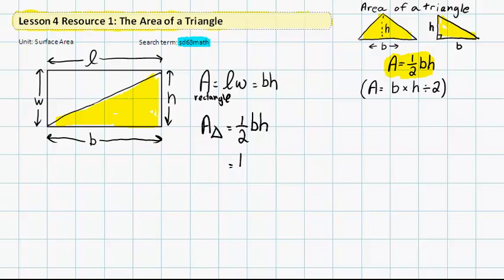Sometimes students are more comfortable using base times height divided by 2. But I'd actually like you to try to get used to this way of doing it. It all works out to the same thing.